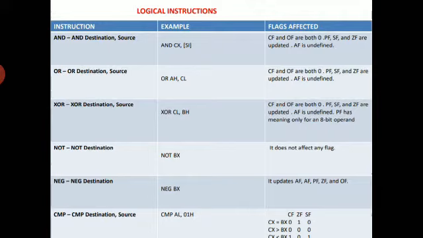And the next instruction is the NOT gate. It only asks for the destination and not the source, so we have to specify only one register. See the example NOT of BX. That is, the content present in the BX register is NOTed. NOT means we have to invert, and then we push it into the same register. It does not affect any flag.